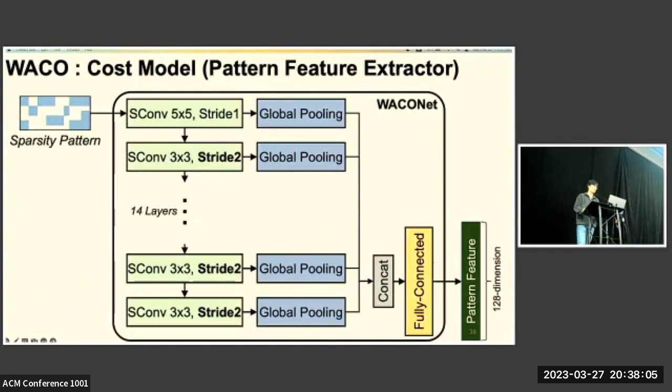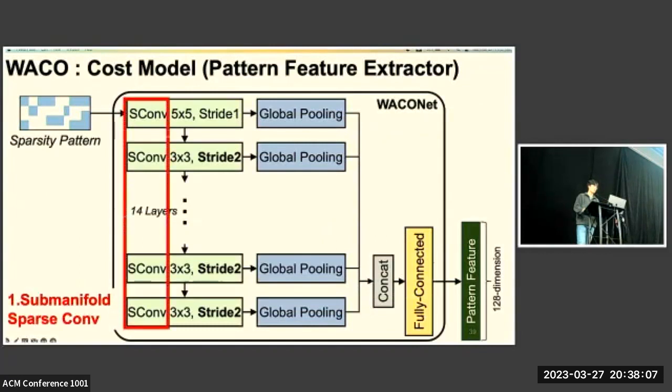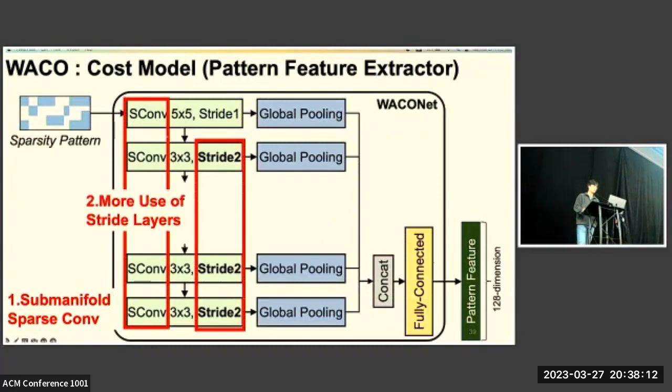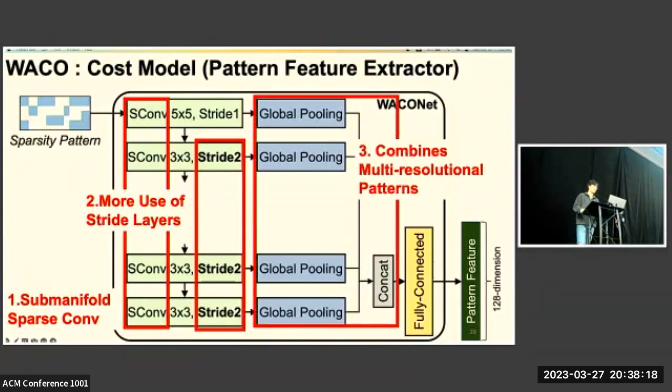In order to cover this weakness, we propose a new network architecture called WacoNet to understand general sparsity patterns. First, we use submanifold sparse convolution to avoid downsampling. Second, to solve the distant non-zero issues, we place a lot of stride layers in the vision model. Third, because the stride convolution will create a lot of multi-resolution spatial features during the intermediate layers, we combine them to understand the pattern better.